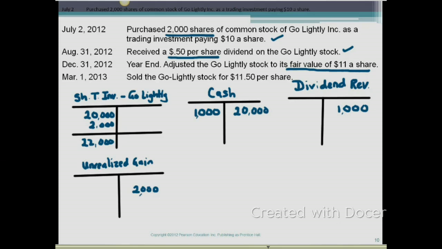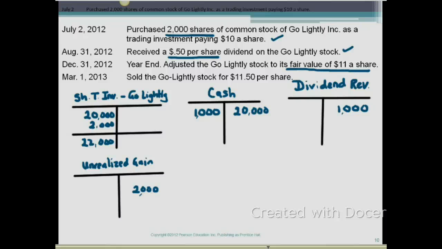Now, why is this a gain? It's because your current value is $22,000 and you bought it for $20,000, so you had an unrealized gain of $2,000. Why is it unrealized? Because you have not sold it yet. Why are we showing it here? It's because GAAP tells us that we have to. The unrealized gain is $2,000 and it is always on the credit side.